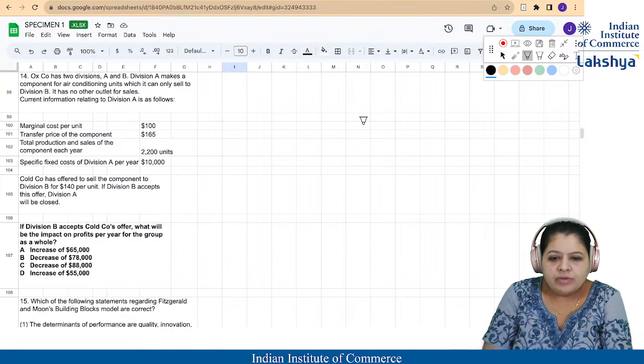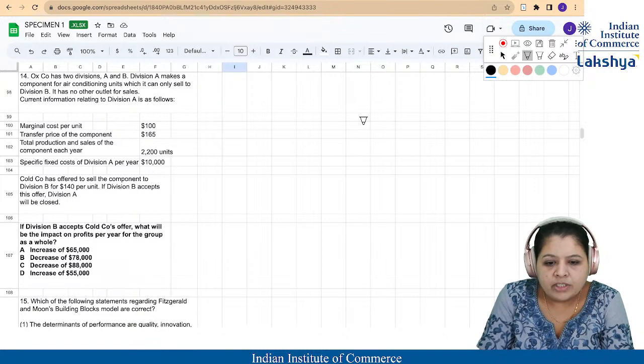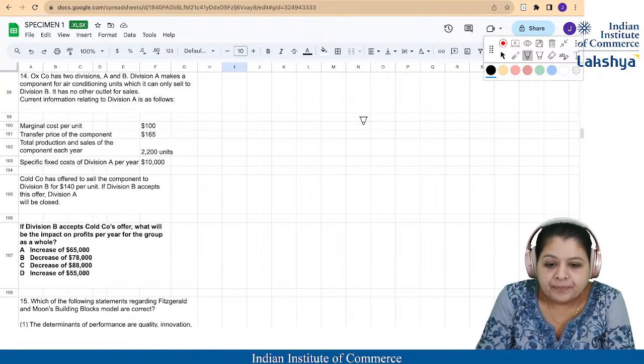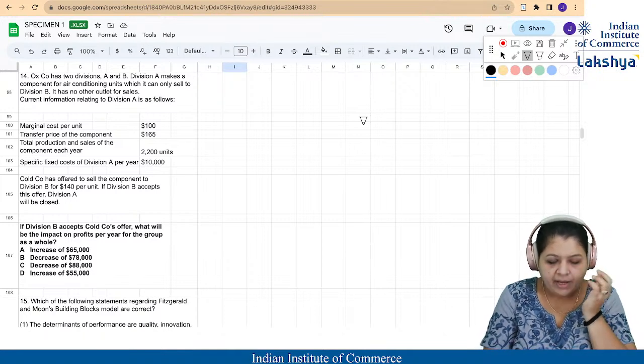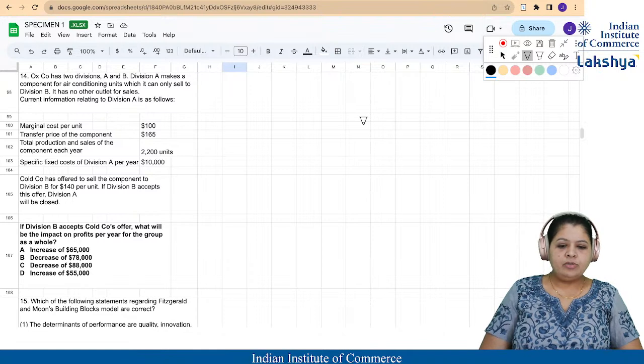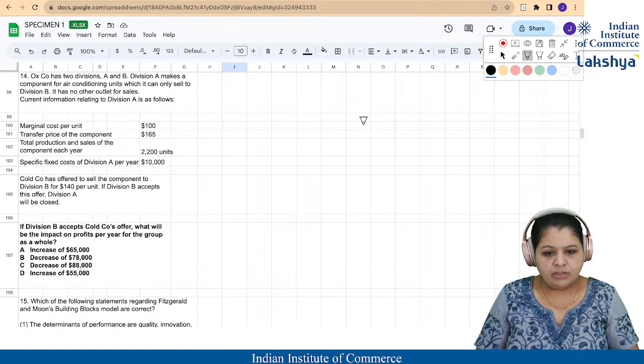Ox Company has two divisions, A and B. Division A makes a component of air conditioning units, which it only sells to Division B. It has no other outlet for sale. So that means this is a question of transfer pricing. Marginal cost is $100, transfer price is 165, and your total sales are 2,200 units. Specific fixed cost for Division A per year are $10,000, right?